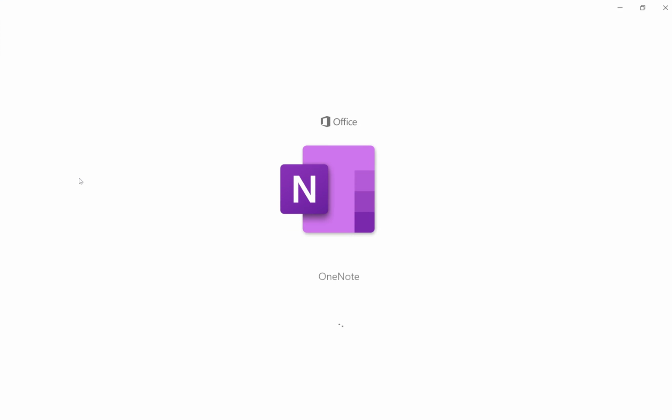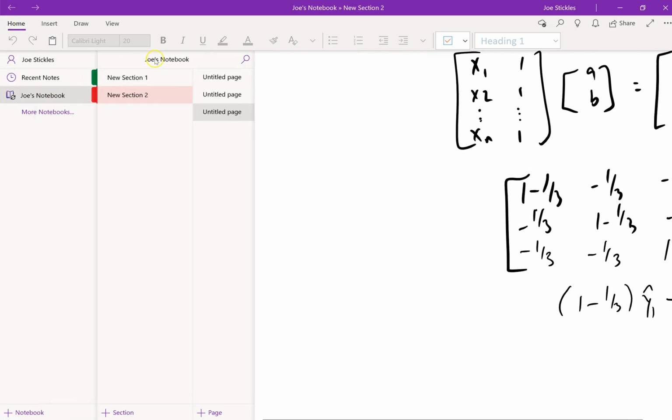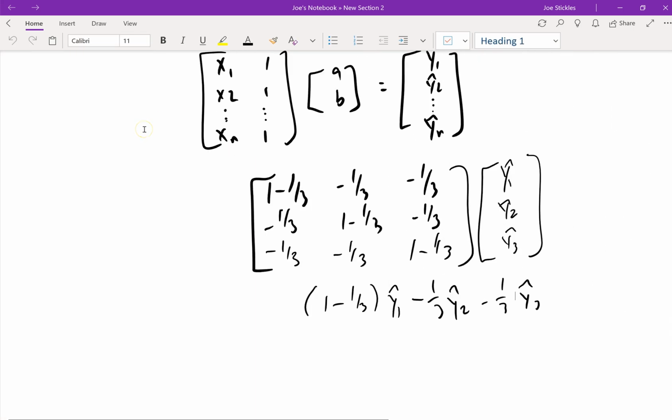My OneNote looks weird now. Okay. I just want to add a page. How do I? For heaven's sake.